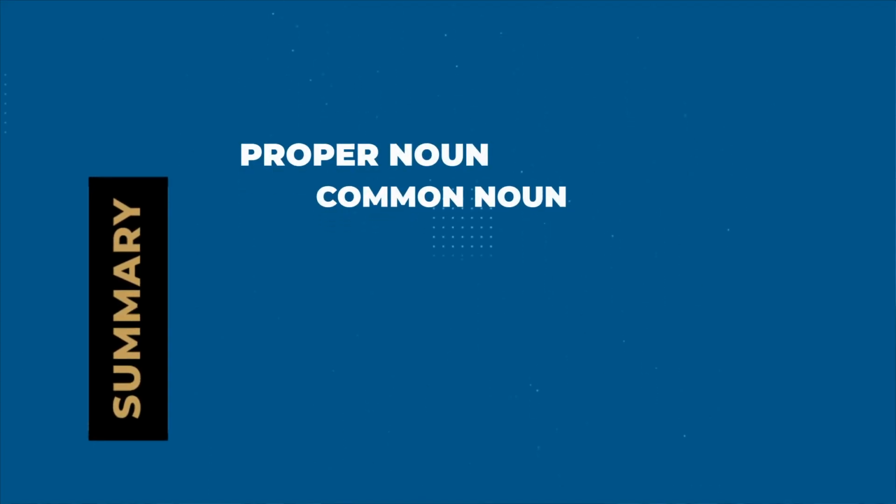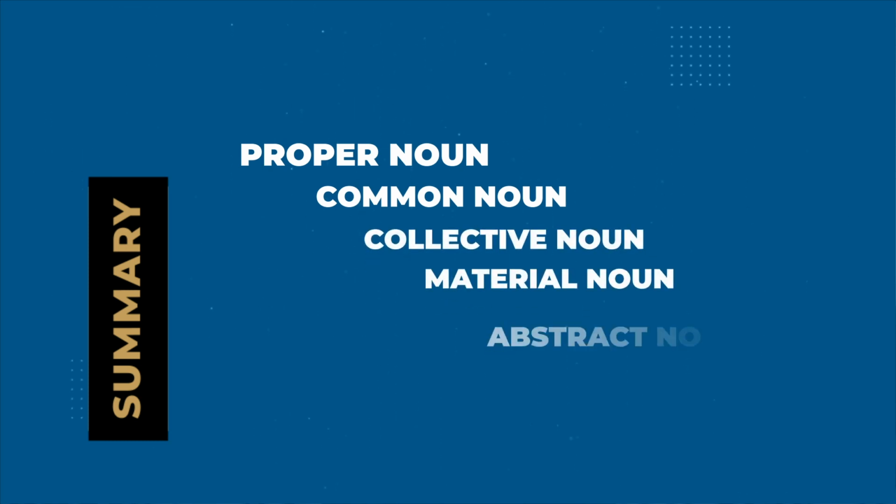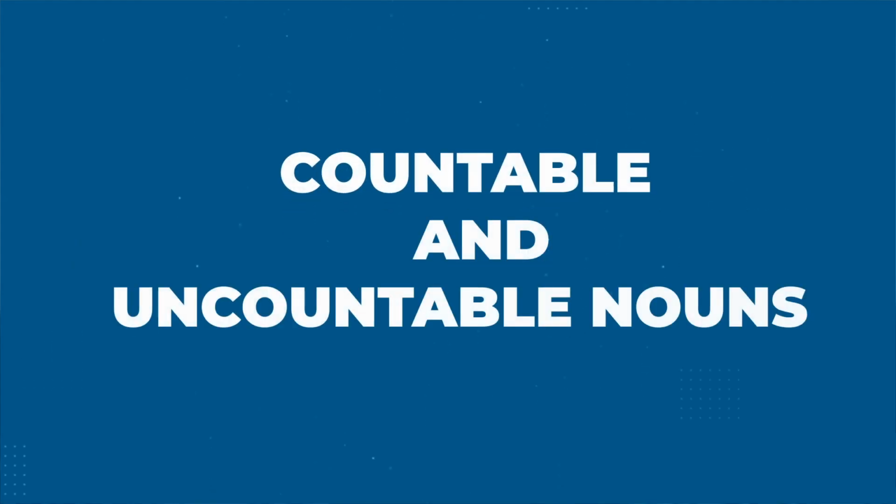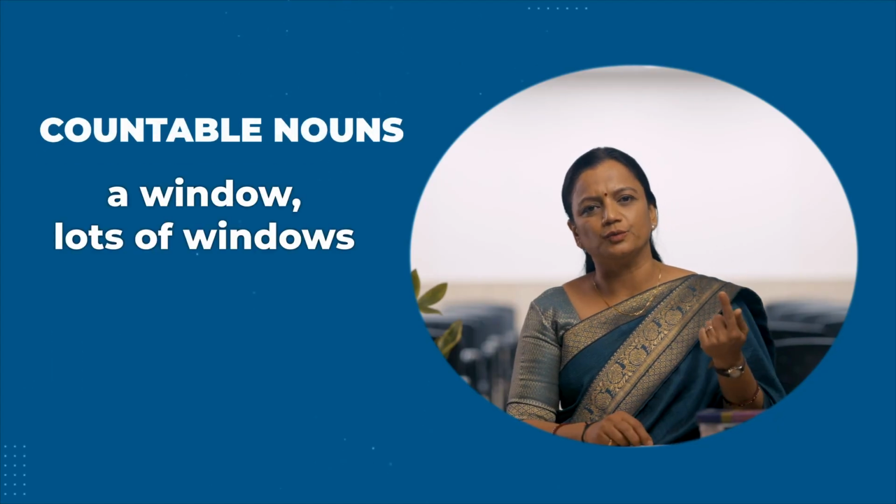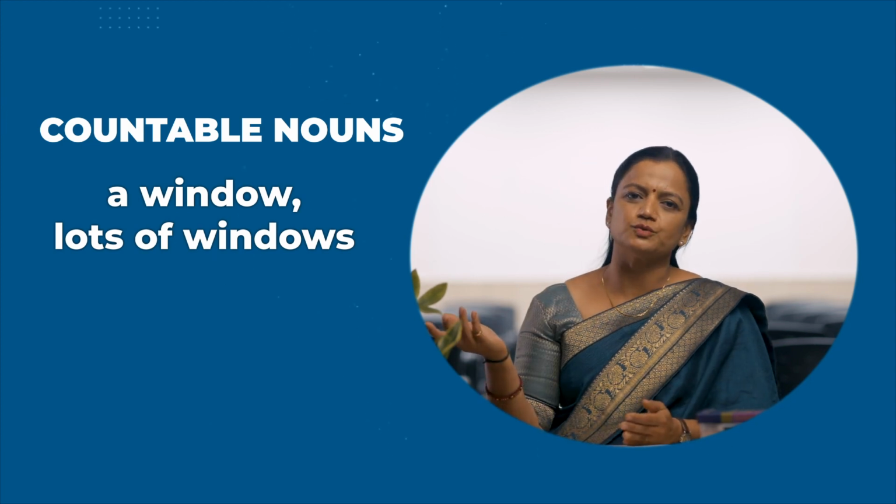So, this was the end of the types of nouns. To summarize again: proper noun, common noun, collective noun, material noun and abstract noun. Nouns can be further divided into two more groups, countable or uncountable. Countable nouns can be counted. They generally have a singular or a plural form. For example, a window or lots of windows.